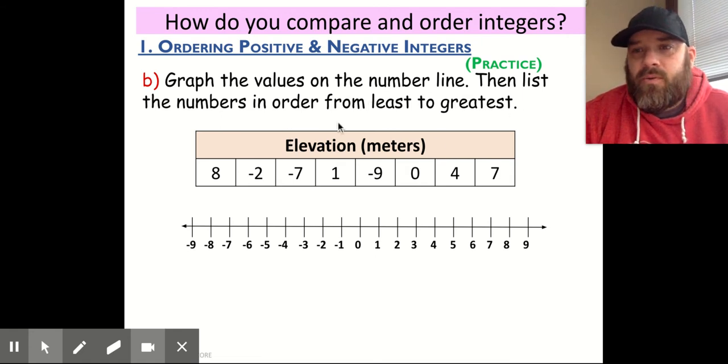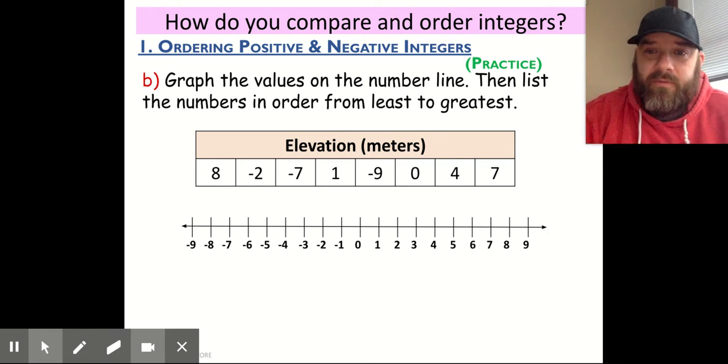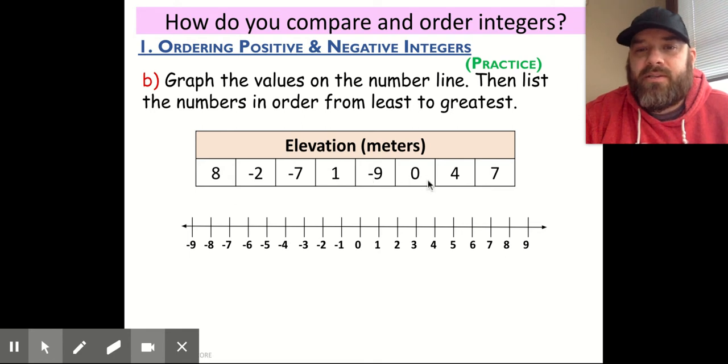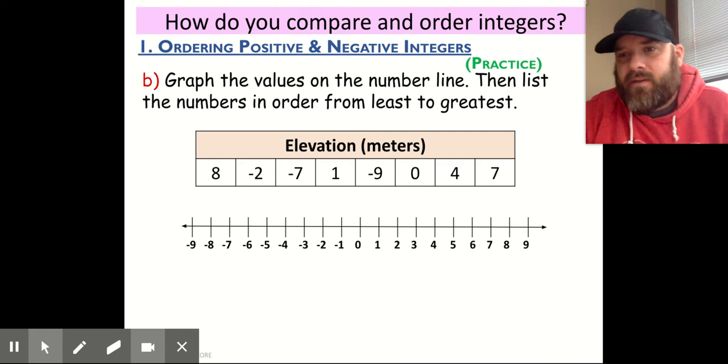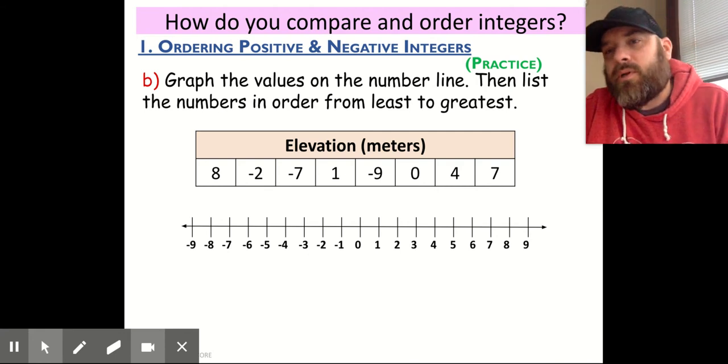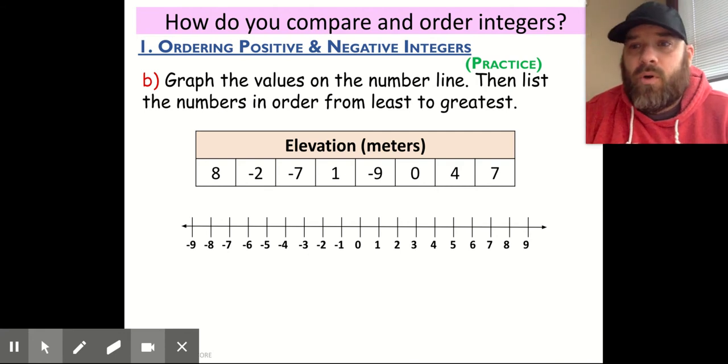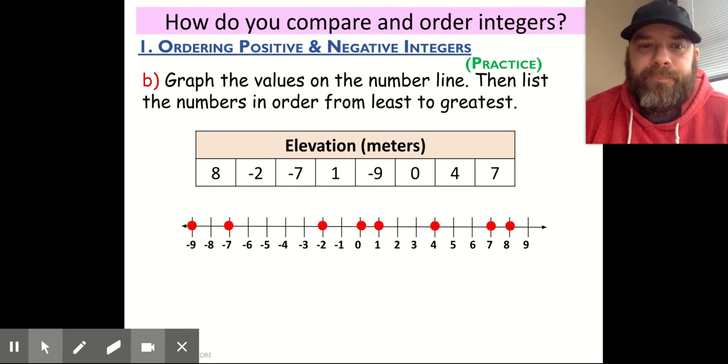So elevation, that's how high something is above sea level or below sea level. So elevation in meters, and we have 8, -2, -7, 1, -9, 0, 4, and 7. This is really practice for something called the coordinate plane, which we're going to be getting into, which is a little more complicated, more graphing, things like that.